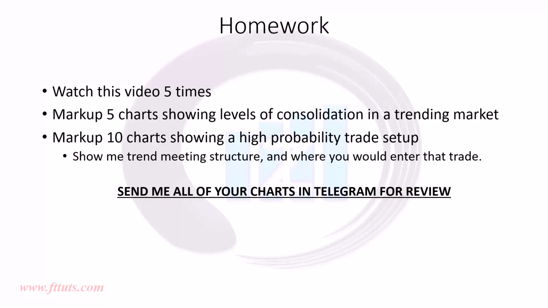And then I want you to mark up 10 charts and show me trending markets using either like I just showed in the example on AJ and GJ. Show me trend lines where price meets at a major level of support or resistance. So I want you to show me where price meets trend and show me where you would have taken that trade, whether it's a near miss or whether it's right on that level of support or a retest or a breakout. Show me where those trades would have happened, and then send them to me and I will take a look.